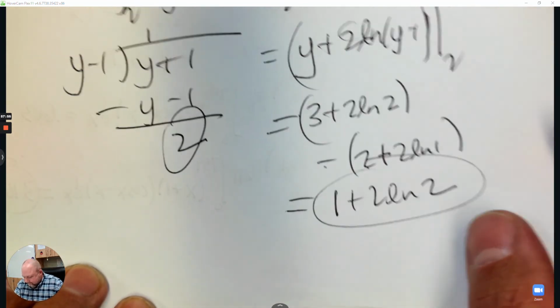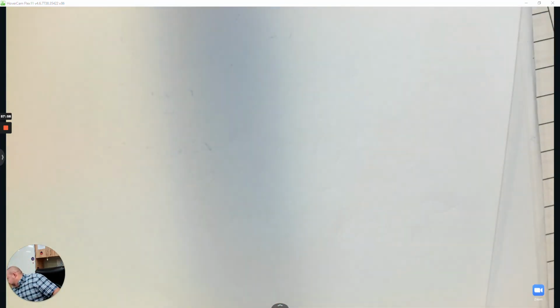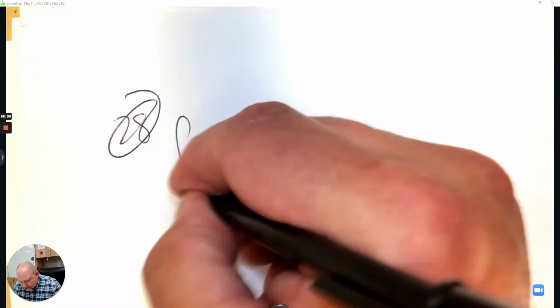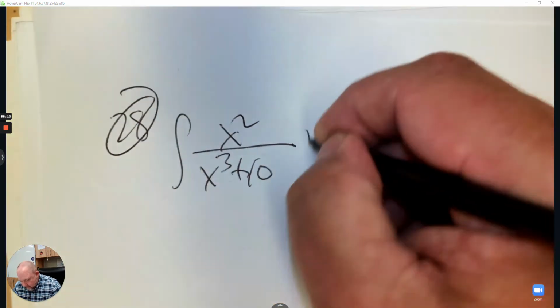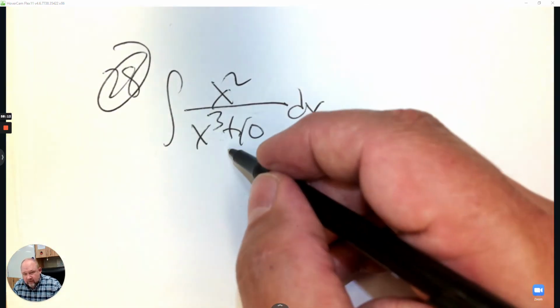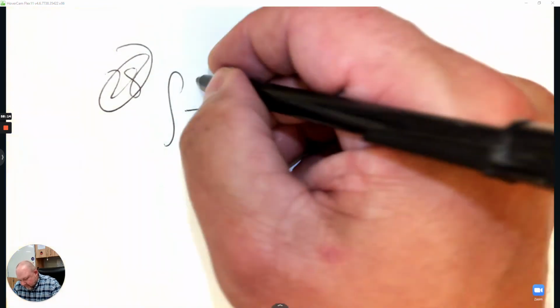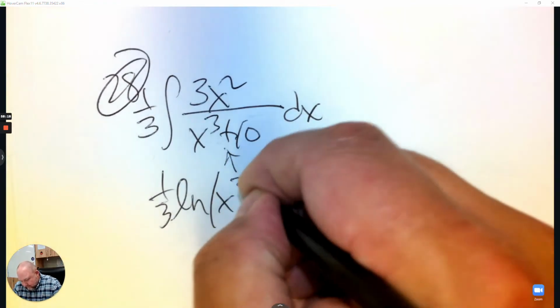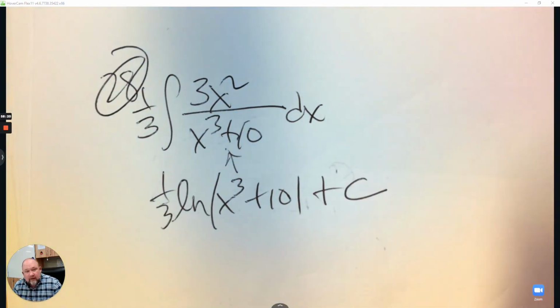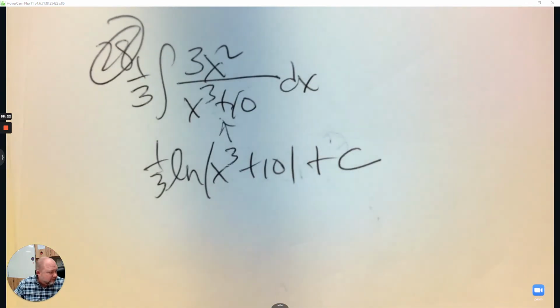28. Integrate. The integration of x cubed plus 10 is 3x squared, so it needs a 1/3, plus c. Don't forget the bars.